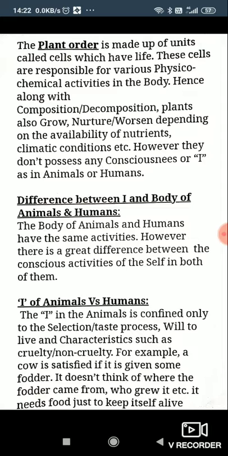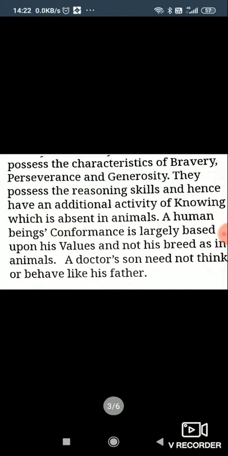The I in animals is confined only to the selection, testing process, will to live, and characteristics such as cruelty and non-cruelty. For example, a cow is satisfied if it is given some fodder. It doesn't think of where the fodder came from, who grew it, etc. It needs food just to keep itself alive.